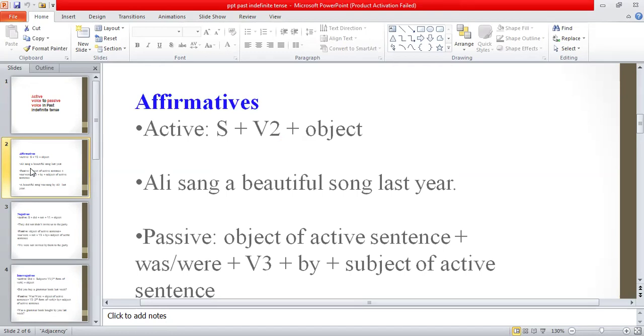Like you can see in the example, Ali is the subject, sang is the past form of sing, and then a beautiful song is an object. When you change it into passive voice, the object of the active sentence will come in the beginning of the sentence. After that, you will write was or were, and then the third form of the verb plus subject of the active sentence. So in this way, you can change a positive sentence from active into passive voice.